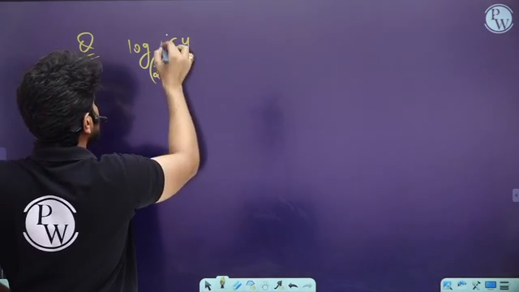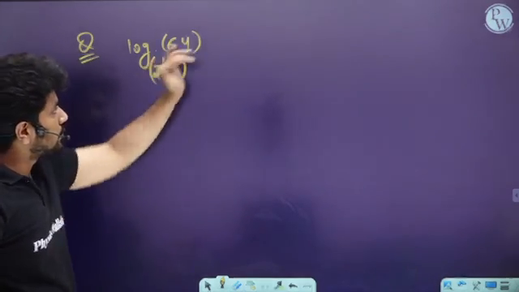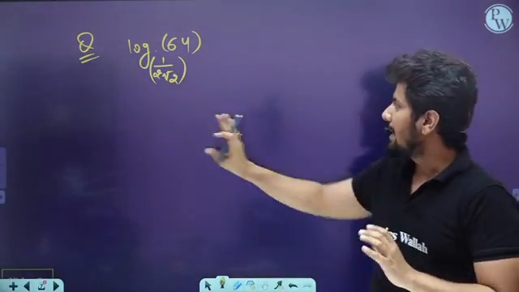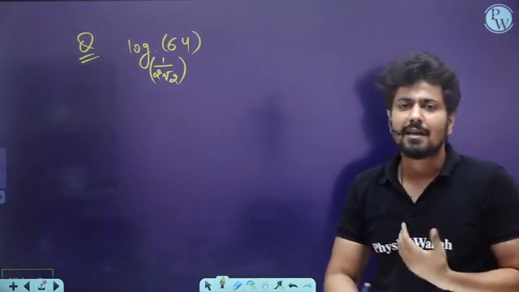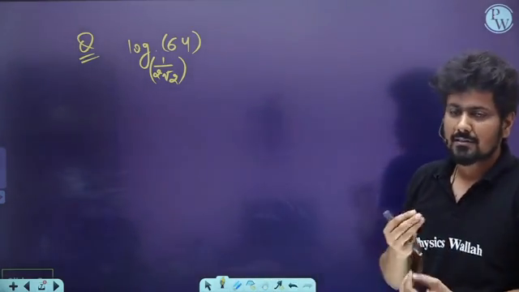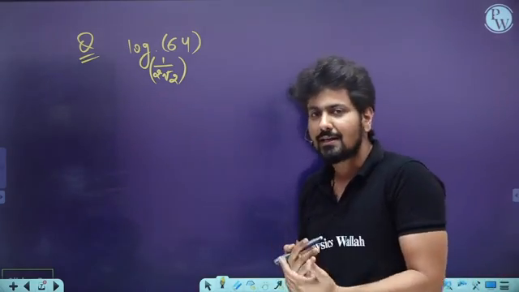Now if I ask you this question, what's the value of log of 64 to the base 1 upon 2 root 2? It is not as simple as that. It is not as direct. What will be our answer? I am not able to directly answer.